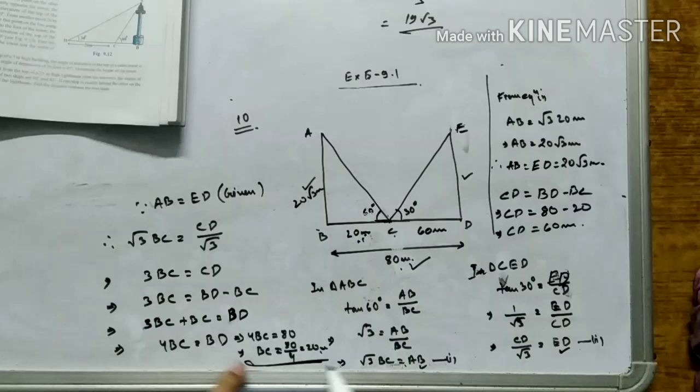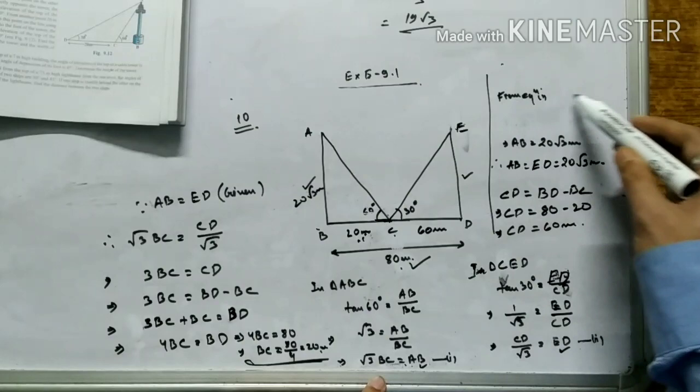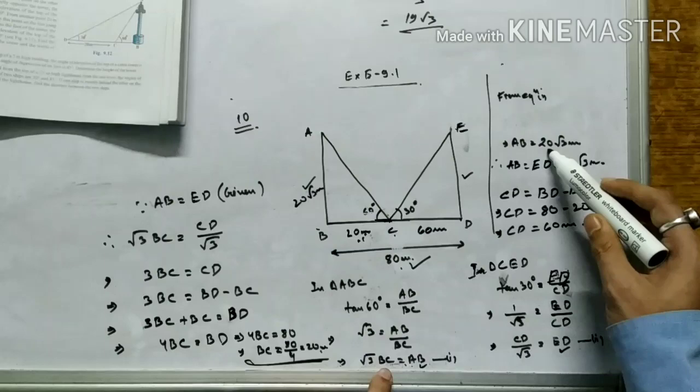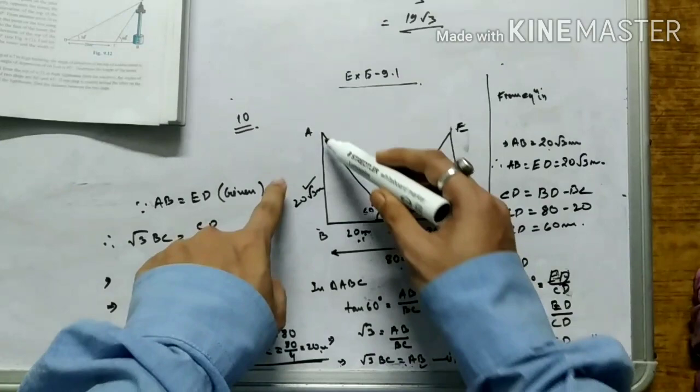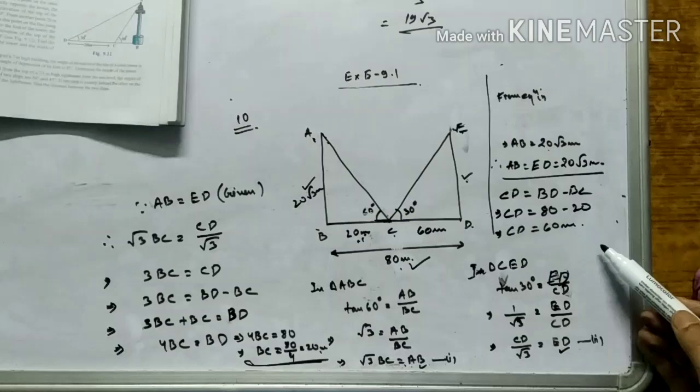This BC value you put in equation 1. So what you will get? You write it in this way: putting the value of BC in equation 1, or from equation 1, AB is equal to 20 times root 3, BC value 20, so 20 root 3 meter. Understand? So AB is equal to ED. Since AB is equal to ED, therefore AB is equal to ED is equal to 20 root 3 meter. The height of these two towers or poles is 20 root 3 meter.